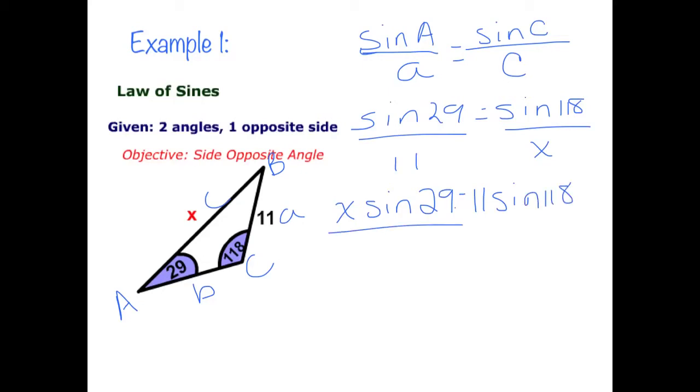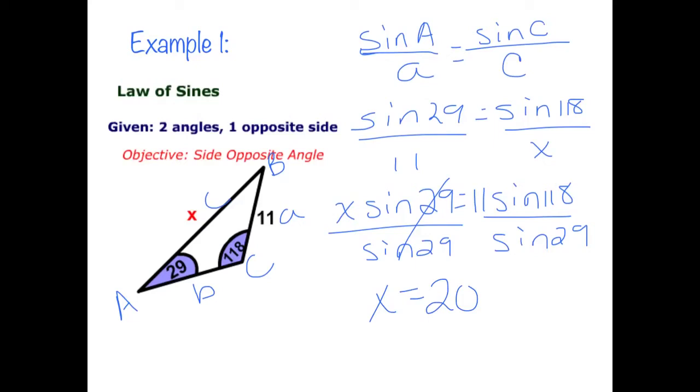And I'm going to divide both sides by the sine of 29. So this is what I'm going to put into my calculator right here. I'm going to do 11 times the sine of 118 divided by the sine of 29. And we get x equals 20.0, or just 20.